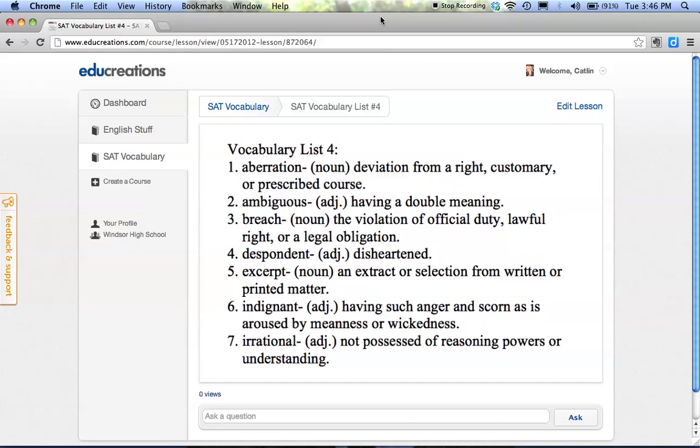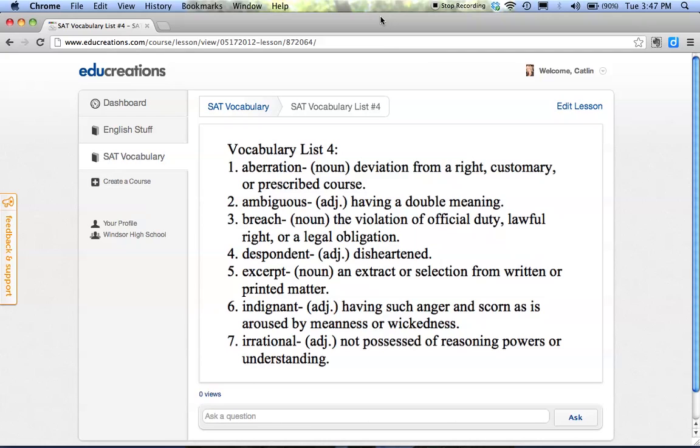Indignant. To be indignant is, and this is a describing word, so when someone is described as indignant, they have such anger and such scorn as is aroused by meanness or wickedness. So when someone is mean to you or wicked towards you, the anger, the scorn that you feel, the noun form of this word is indignation. But to be indignant is to have anger and scorn that has been aroused by maybe somebody being mean to you or being wicked to you.